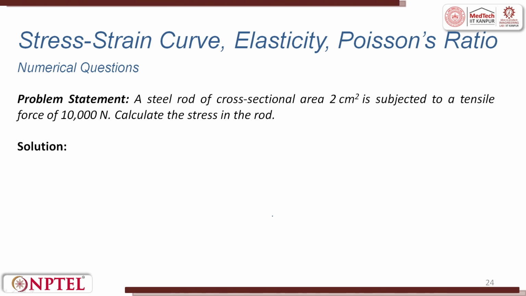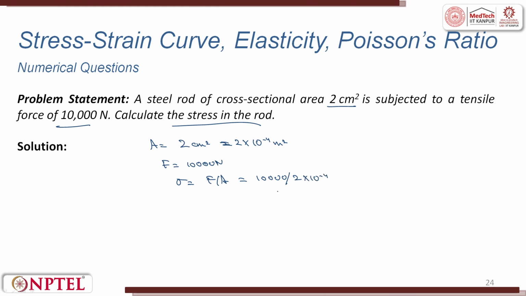A steel rod of cross-sectional area 2 centimeter square is subjected to a tensile force of 10,000 Newton. Calculate the stress in the rod. This is a kid's play. We have the area A equal to 2 centimeter square, which is equal to 2 into 10 raised to power minus 4 meter square. Force is equal to 10,000 Newton. So stress is equal to force per unit area. This is equal to 10,000 by 2 into 10 raised to power minus 4, which is equal to 50 megapascal. This was just again a warm up.